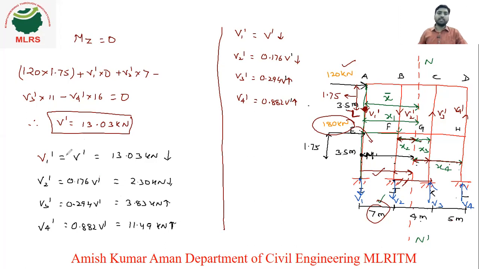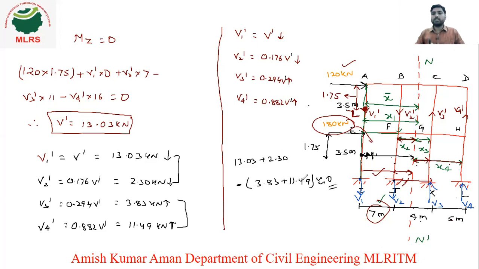So we have calculated V1 dash, V2 dash, V3 dash, V4 dash, all the values. Now we will go for step number 4, but before going to that, you can check here: these two are in the downward direction, these two are in the upward direction. It means 13.03 plus 2.03 minus 3.83 plus 11.49 should be nearly equal to 0. Now we will go for step number 4.